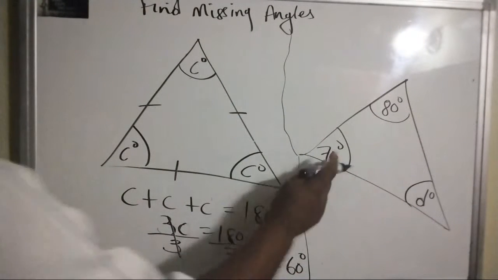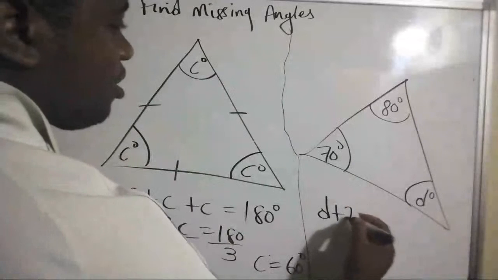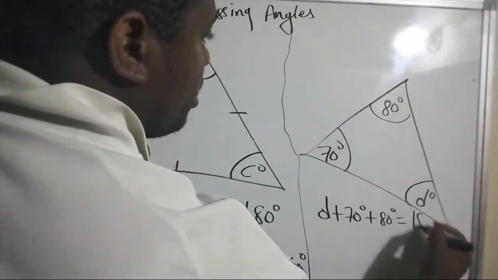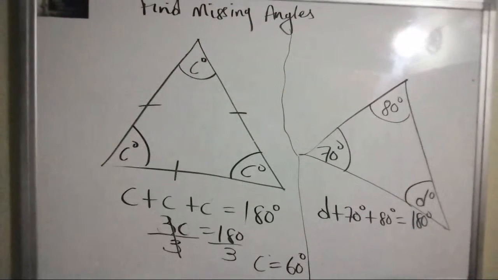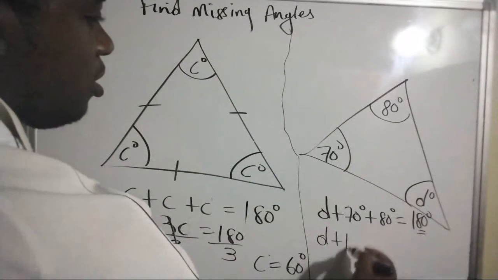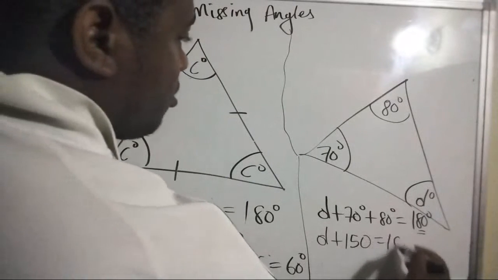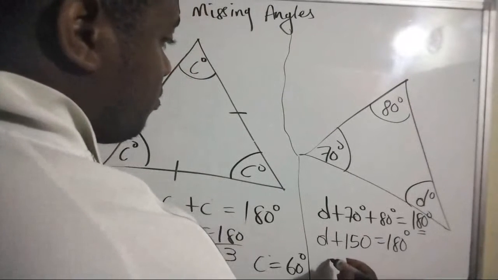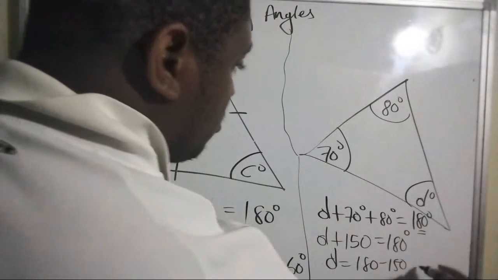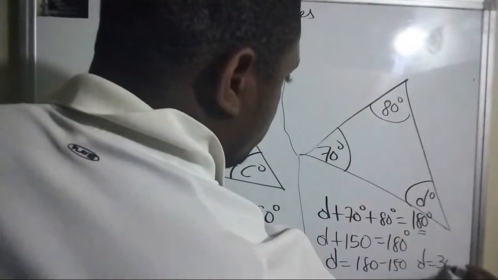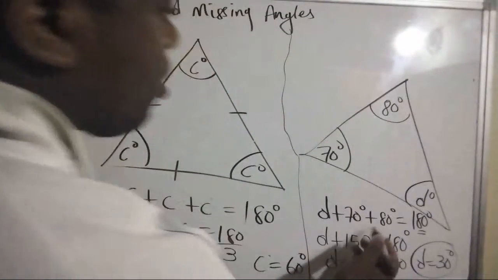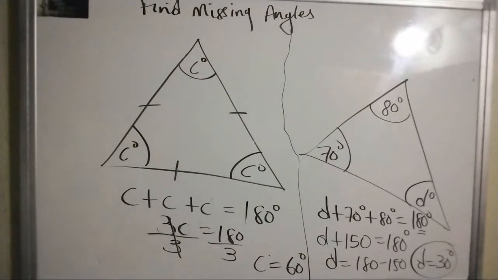Now, this one says D plus 70 plus 80 is equal to 180 degrees. How do we know that? All triangles, the interior angles sum up to 180 degrees. So 70 plus 80 is 150, and that gives us 180 minus 150. So D is equal to 30 degrees.